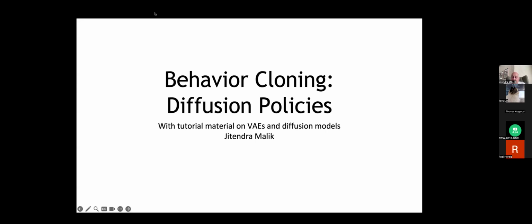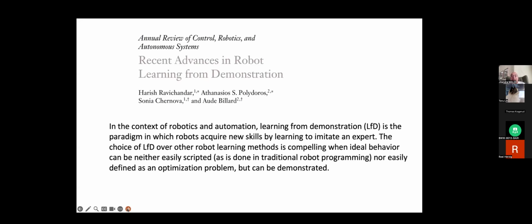So what's the topic of interest? The topic of interest to us is the following. It's this area called robot learning from demonstration, and it's been around forever. In fact, the earliest robots had these ideas in use.